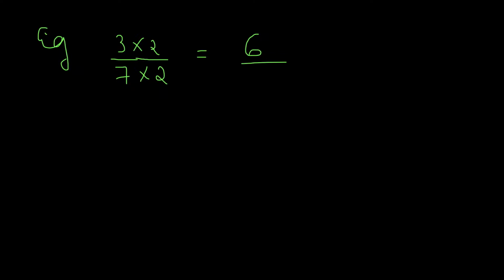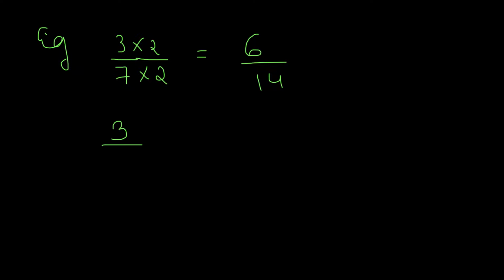Example 1 says: write 3 equivalent fractions of 3 upon 7. So children, how will you write 3 equivalent fractions of 3 upon 7? As you know, if you multiply the numerator and denominator with the same number, there will be no change in the value of the fraction. So this would be 3 into 2 upon 7 into 2, which will be 6 upon 14, and on simplification it will again give you 3 upon 7.